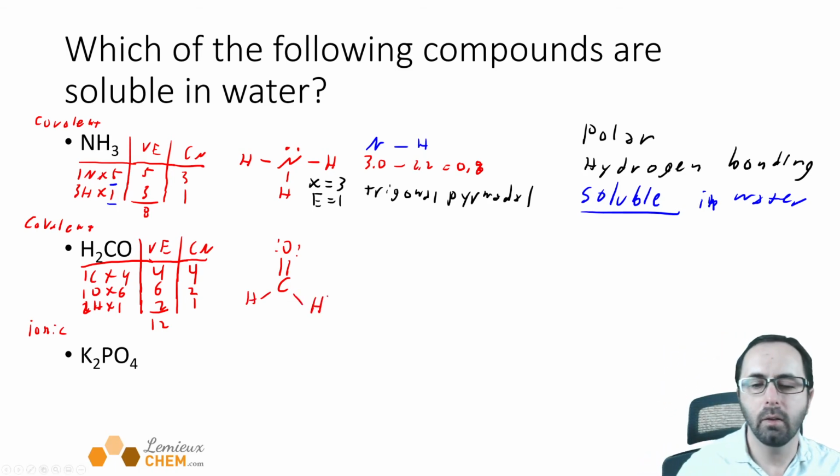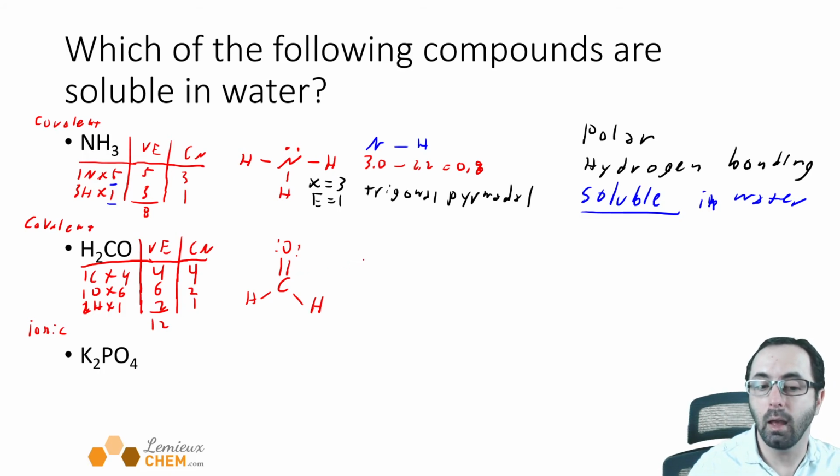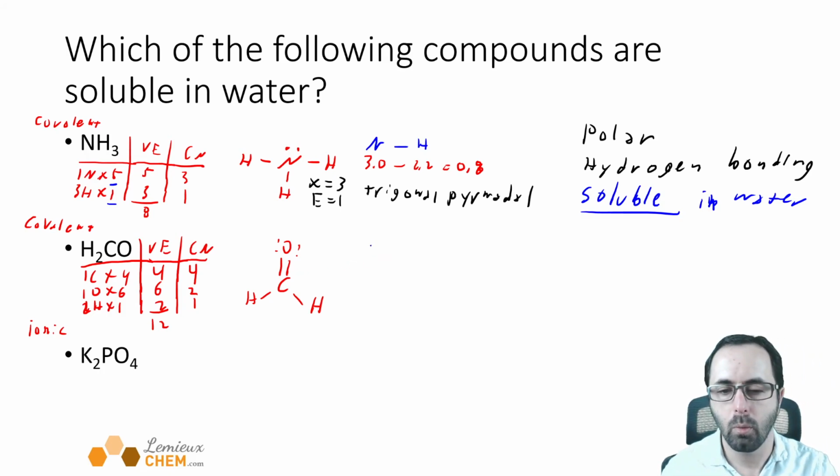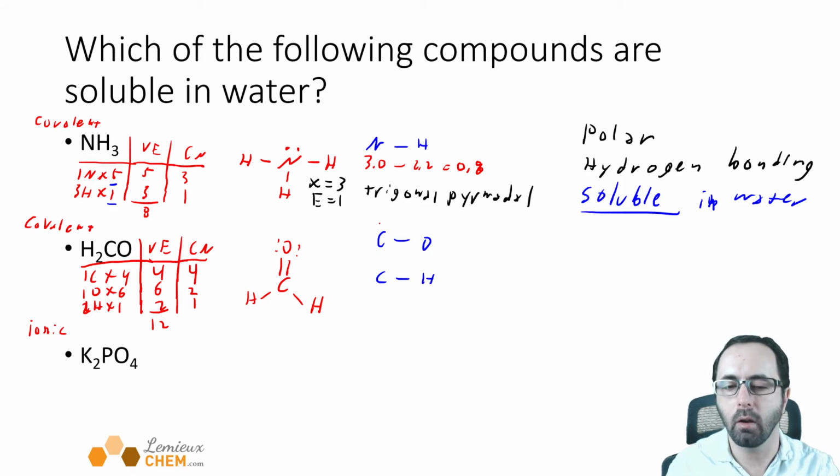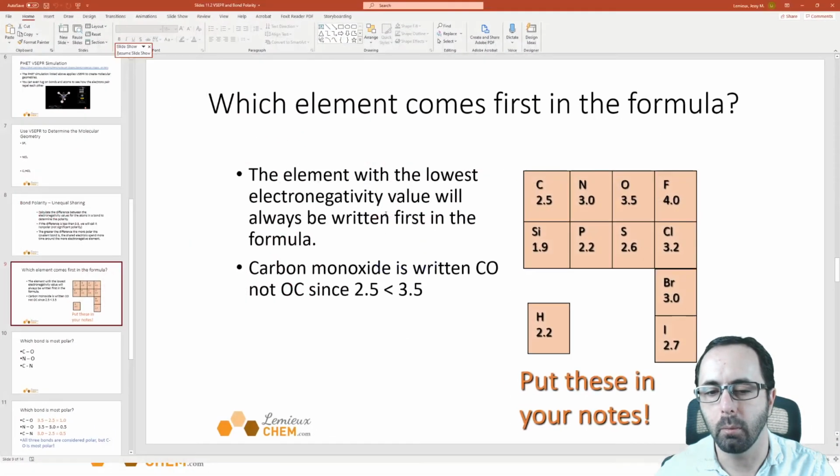So first, we should look and see if we have any polar bonds. We have a carbon-oxygen bond, and we have a carbon-hydrogen bond. The electronegativity for carbon is 2.5, and for oxygen, it's 3.5. So the difference here, 3.5 minus 2.5, is 1.0. I got those just from the table: 3.5 for oxygen, 2.5 for carbon.